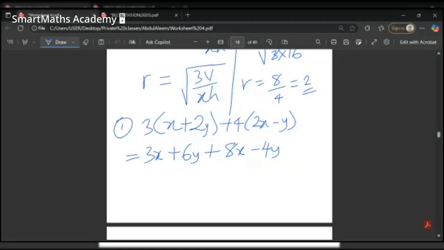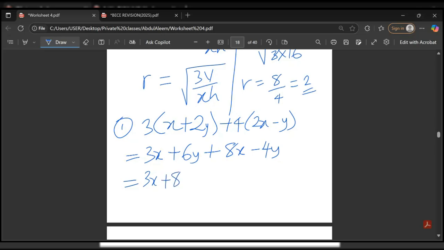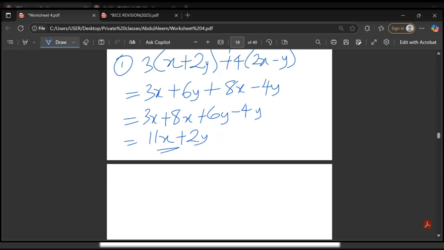We now simplify. So you bring all the x's together and y's together. So that will be 3x plus 8x, then plus 6y minus 4y. So 3x plus 8x, that's 11x. Then 6y minus 4y, that is plus 2y. So that is that. That's your answer, Fikayo. I have answered the question. I hope that is clear.